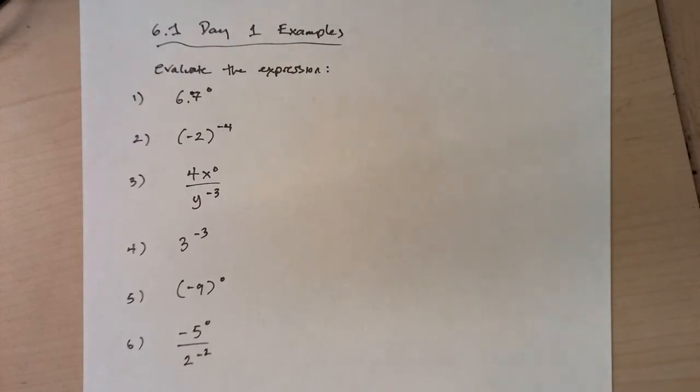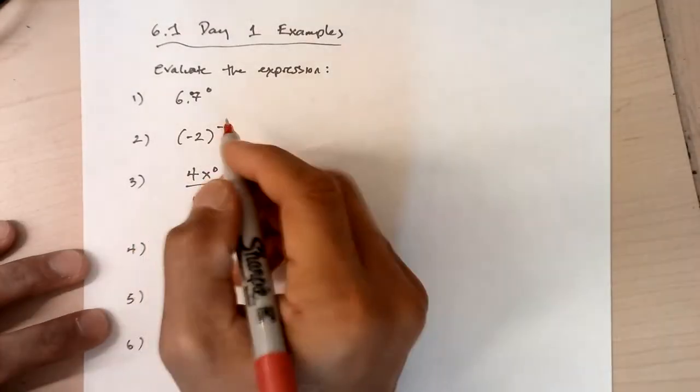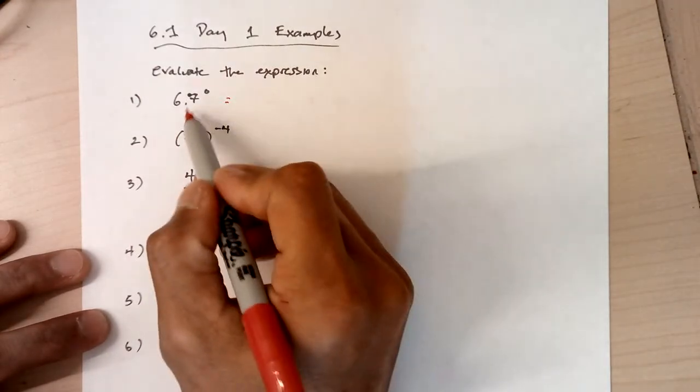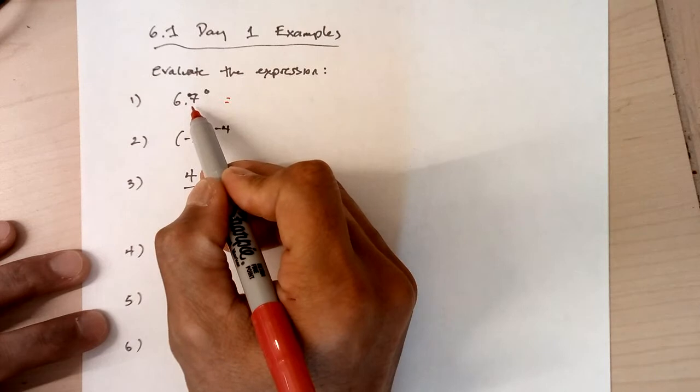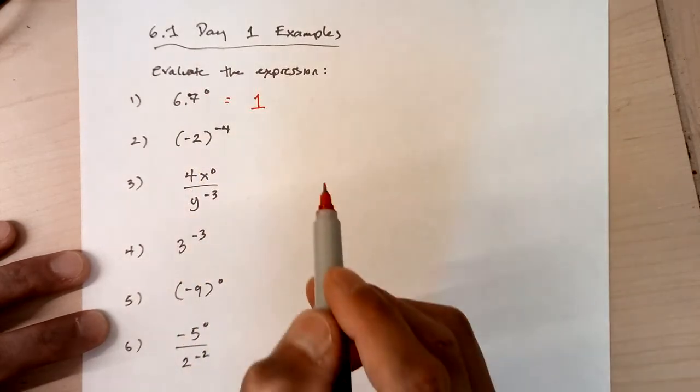All right, so now we'll try to apply the zero exponent property and the negative exponent property. So on number 1, 6.7 to the 0 power. I can evaluate that using my calculator, but 6.7, that's not 0 to the 0 power. Anything to the 0 power is 1.